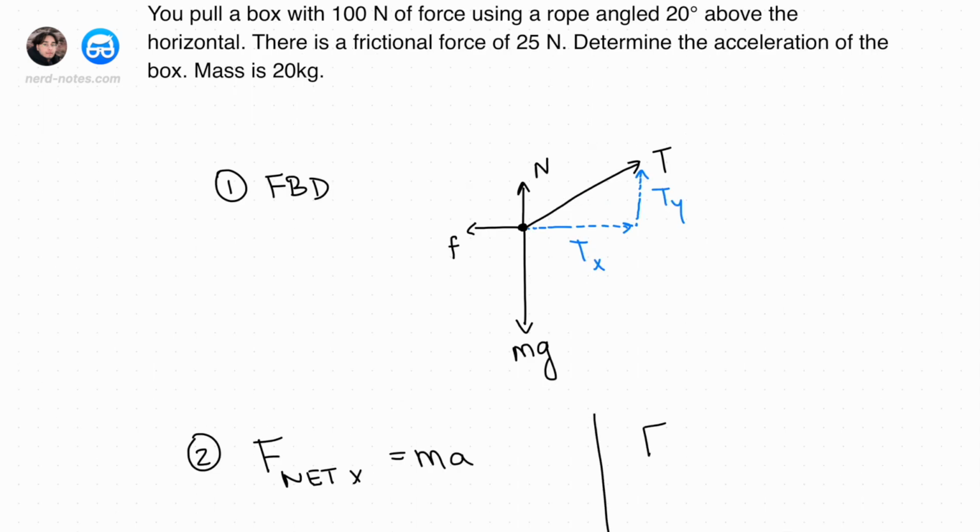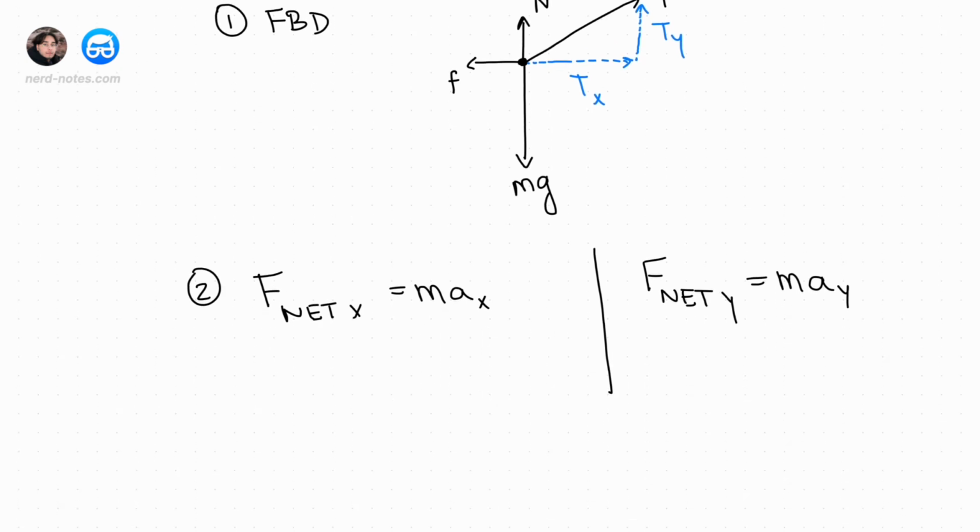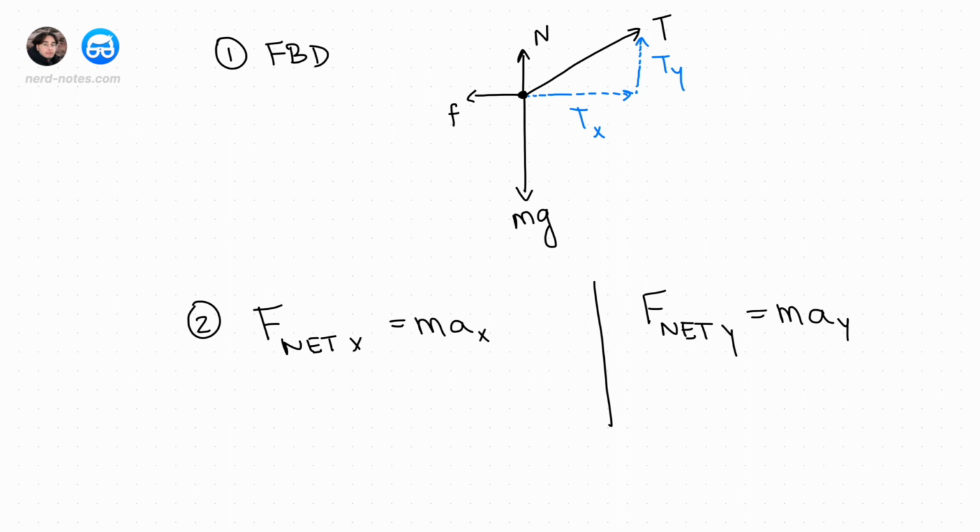So F net in the y direction is equal to ma in the y direction, and this is going to be in the x direction. Okay, and so again, what does this mean? What does F net x mean? It just means the sum of all the forces in that particular direction.